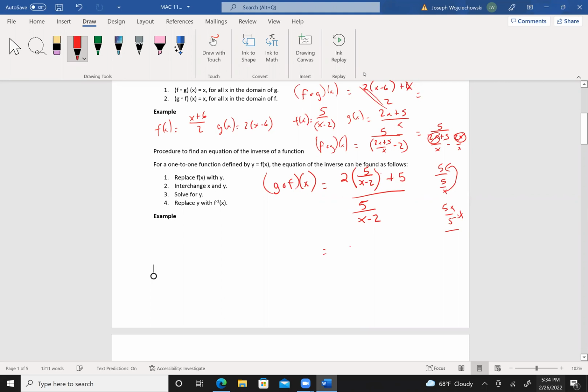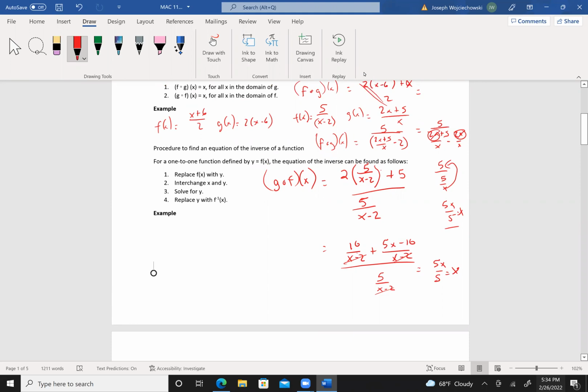So now I have 10 over x minus 2 plus 5x minus 10 over x minus 2, over 5 over x minus 2. Since everything's over x minus 2, I can just get rid of that. 10 minus 10, so I have 5x over 5, which equals x. There we go. So now we proved it.